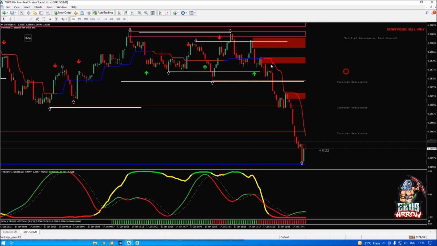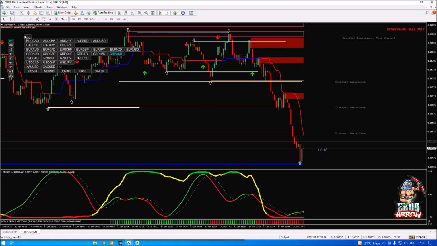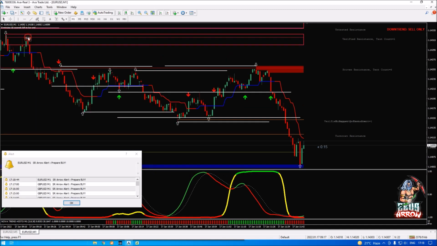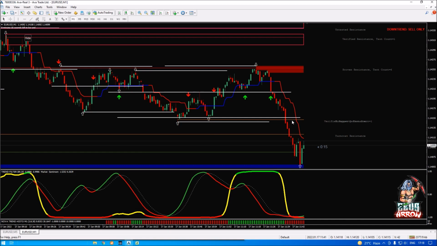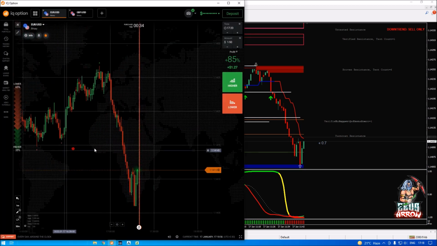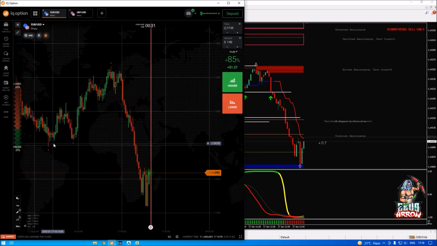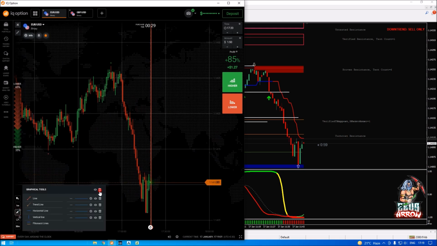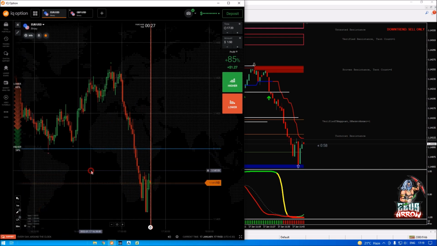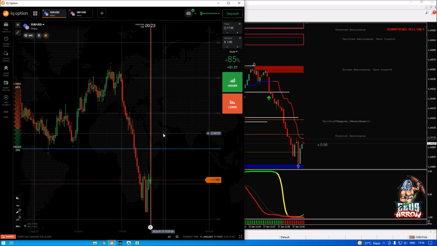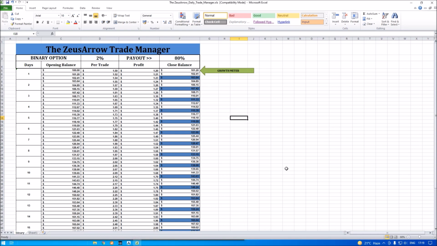Let's go to EUR/USD and see what's going on. Okay, on EUR/USD we can see that here we have a breakout. So let's draw the levels. It's important to draw the trading levels before we start trading. Now, while we wait for the setup to happen, let's move on to our trade manager.